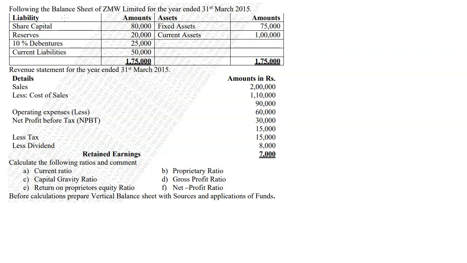Following is the balance sheet of ZMW Limited for the year ended 31st March 2015. Please excuse the grammar in a couple of places. Okay, following is the balance sheet, and even going forward, remember, this is the balance sheet. Going forward, we have something written here called capital gravity ratio. Feel free to Google. There is no such thing on earth called capital gravity ratio.